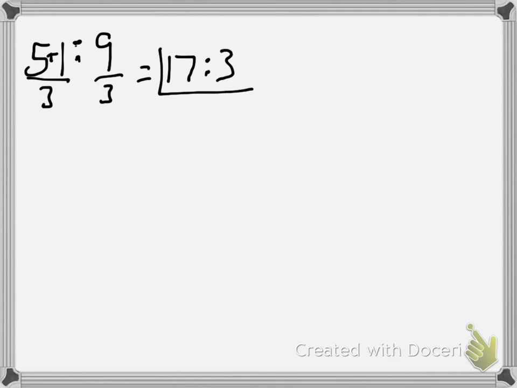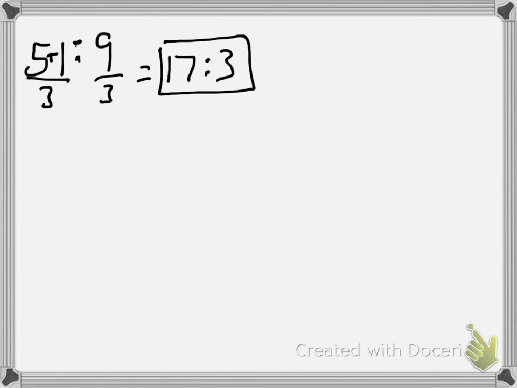We can tell using our divisibility rules that since 5 plus 1 equals 6, it's divisible by 3, and 9 is divisible by 3, so we can divide both of those by 3. So we get 17. 51 divided by 3 is 17 to 3. So that's our first simplified ratio.